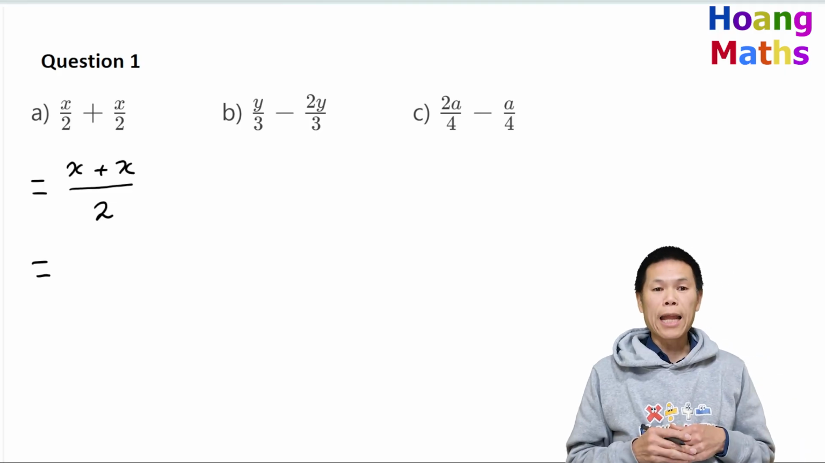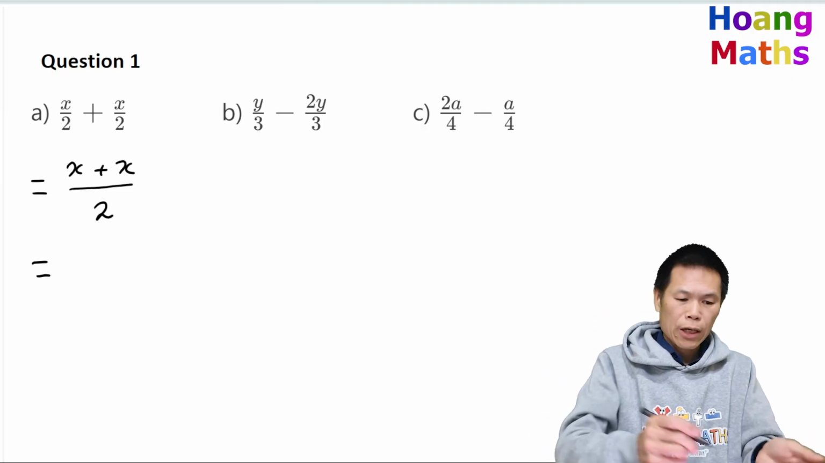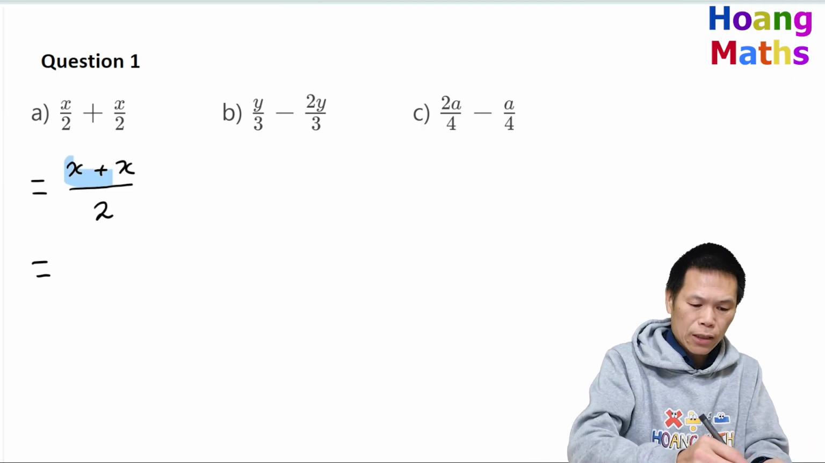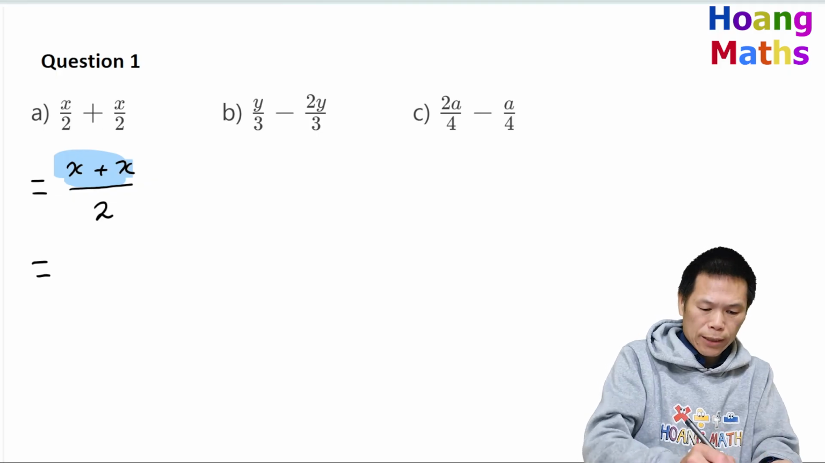And we're just collecting like terms now. x plus x will give me 2x. So now we just add the numerators. That's all. Now x plus x is 2x. So we just write 2x over 2.